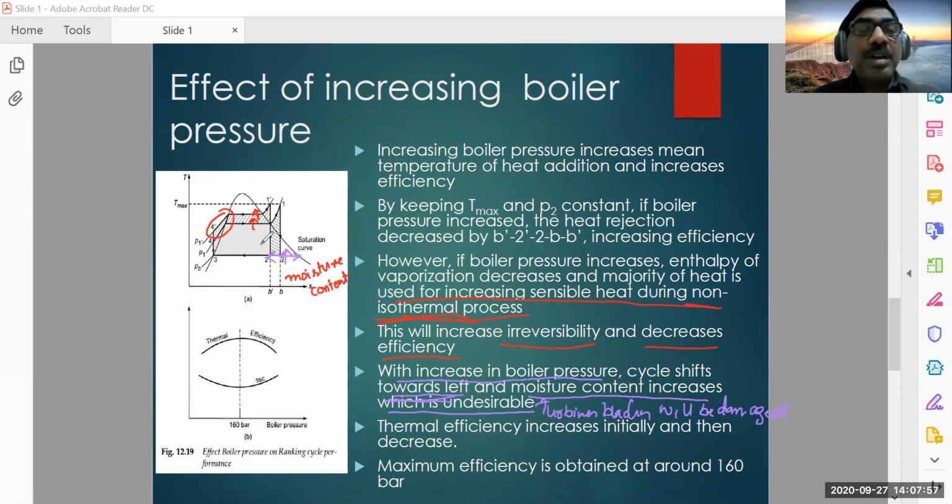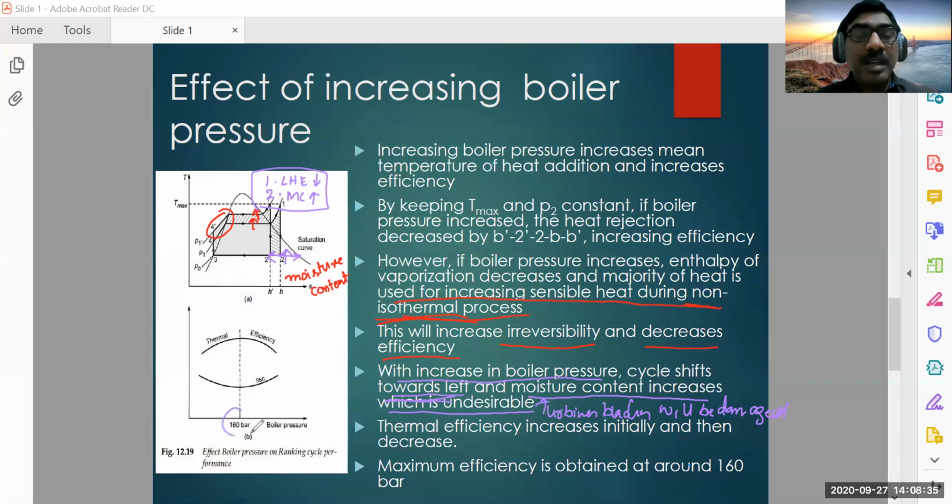So you cannot increase the boiler pressure to whatever level you want because of two reasons. First reason is the heat of enthalpy of vaporization is getting decreased. And the second one is moisture content is getting increased. Because of these two aspects, you cannot increase the boiler pressure as much as you want. So there is a balance. You have to see how much boiler pressure you can use without getting these side effects.